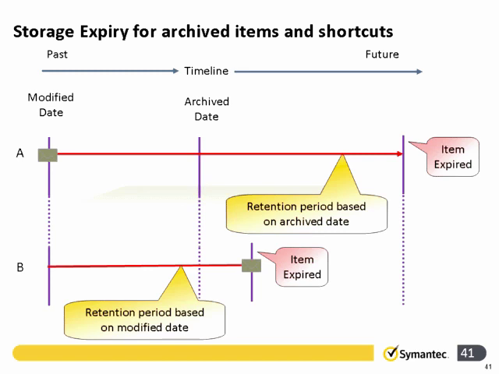However, item A was set up so that its expiry didn't start until we got to the archive date. So I have that period of time between when it was last modified and when it was archived. Then the retention category of 1 year kicks in, and 1 year from that archive date, that item will be marked as expired, which means it can now be deleted.